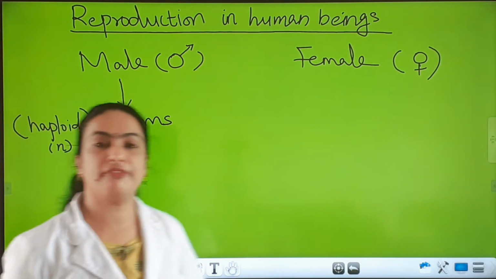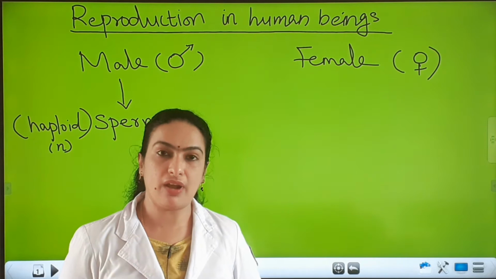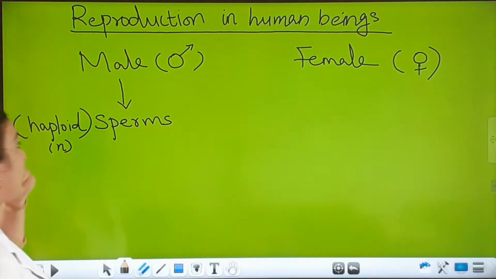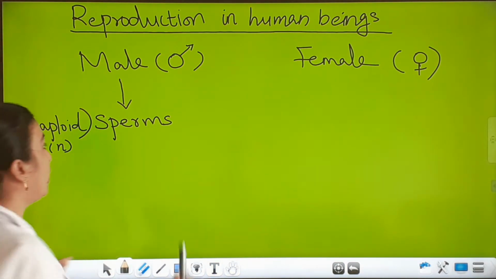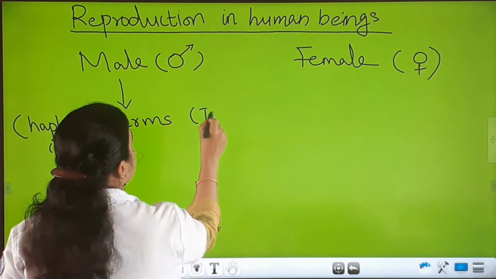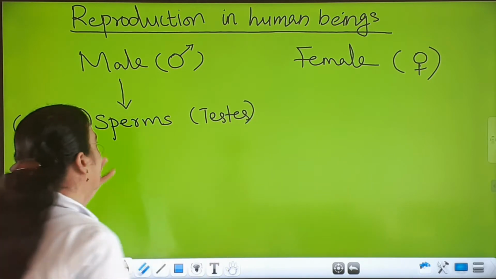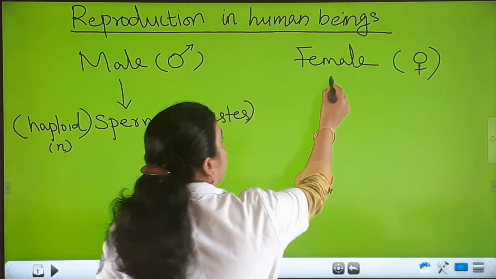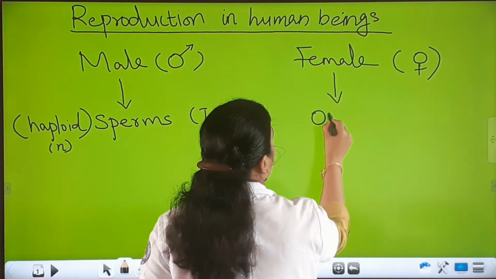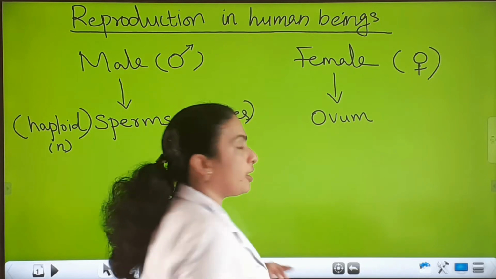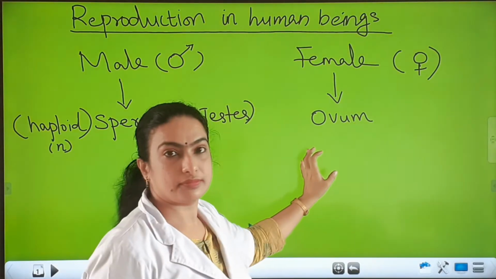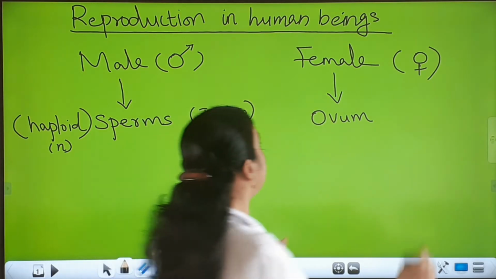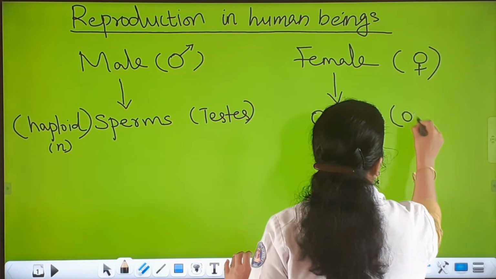What is the total chromosome of a cell? 46. So half means 23 only. And this sperm is produced by testes, that you know. So the testes produce the male gamete sperm. And likewise in female also, the female gamete is egg or ovum, plural ova. Okay, so here this is also haploid in nature and it is produced by ovaries.